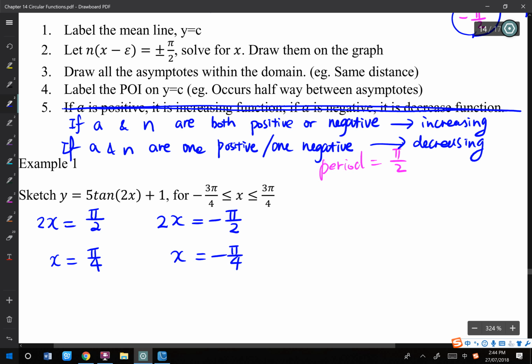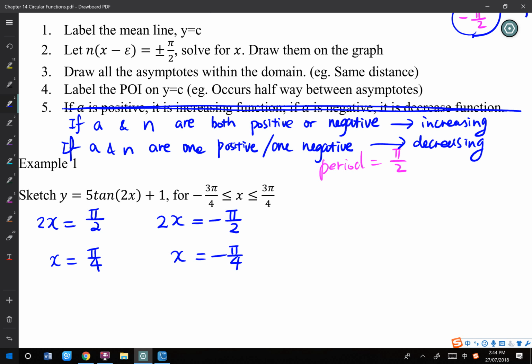You mean like A is negative 2, n is 3, one negative, one positive? Yes, one negative value, one positive value.